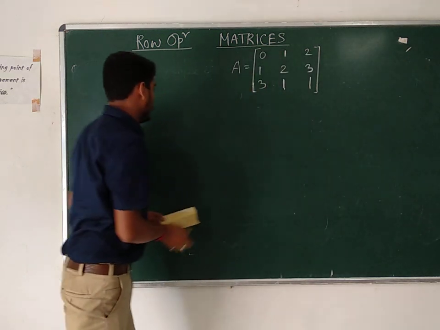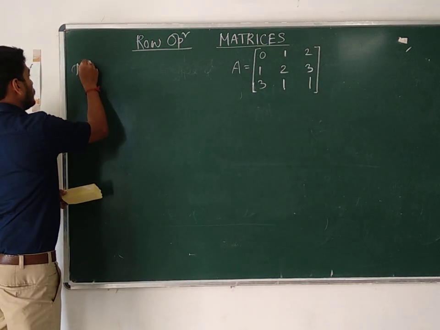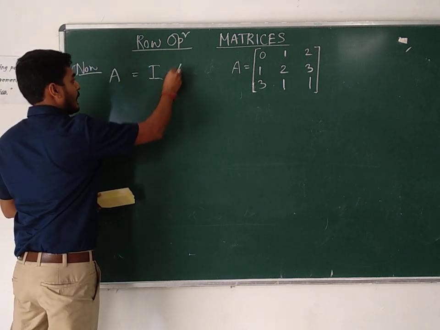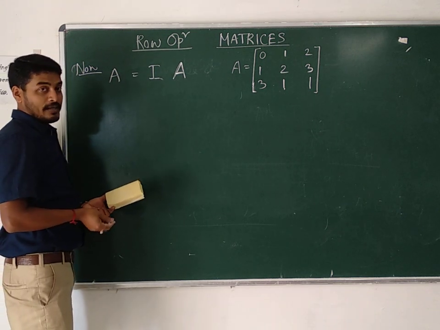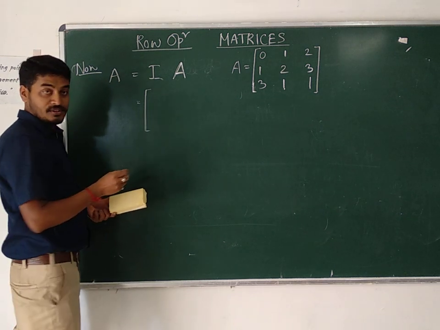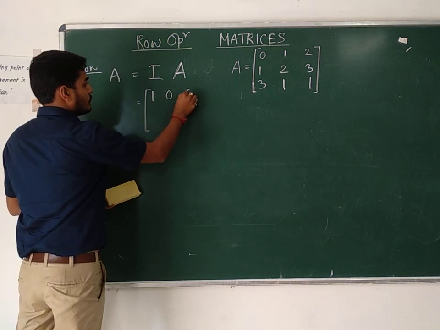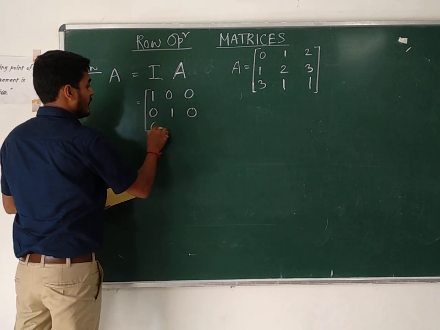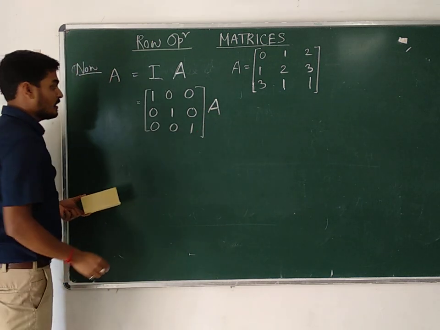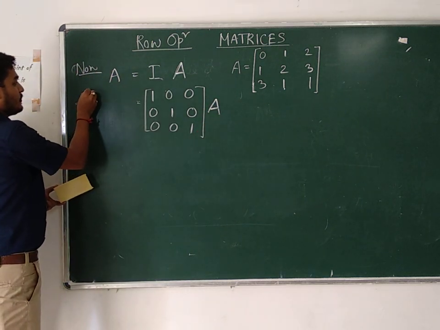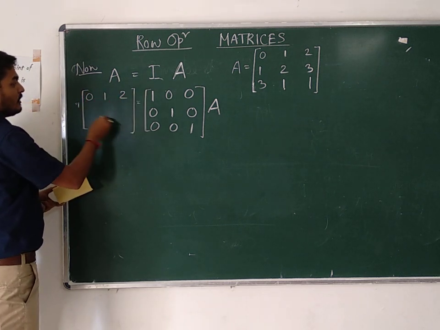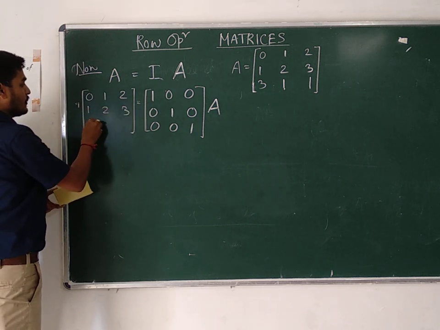Now, A = IA. As we want to apply the row operation, in place of I we have to consider the corresponding 3x3 identity matrix: 1, 0, 0, 0, 1, 0, and 0, 0, 1. And here you are not supposed to write anything, simply write the matrix A. On the left hand side, you write the given matrix: 0, 1, 2, then 1, 2, 3, then 3, 1, 1.